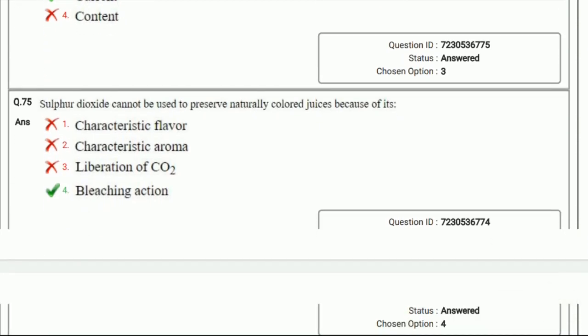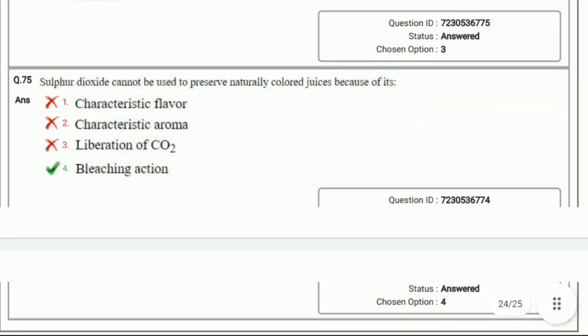Sulfur dioxide cannot be used to preserve naturally colored juices because of its bleaching effect. In one of the earlier questions I discussed the same thing: sulfur dioxide cannot be used for colored products because it has a bleaching effect, and if we use it in a colored product, it will bleach out the color and the product will become unacceptable. So yes, that was the last question, and this is how we have completed section B of the FSSAI CFSO exam.